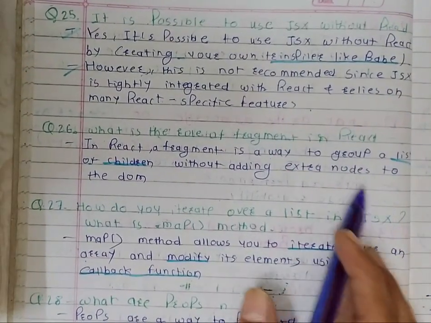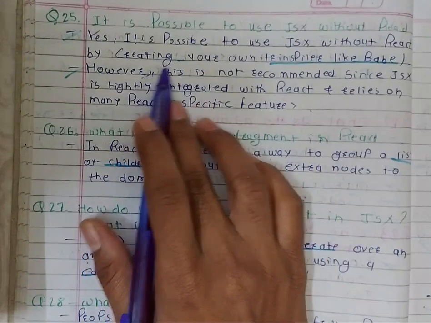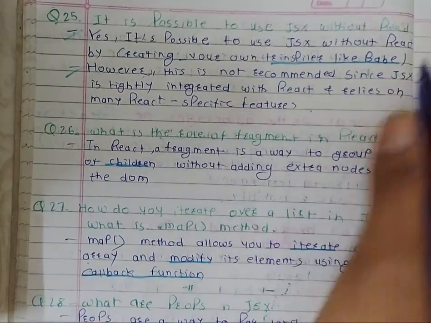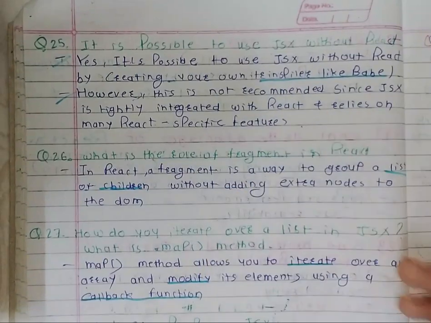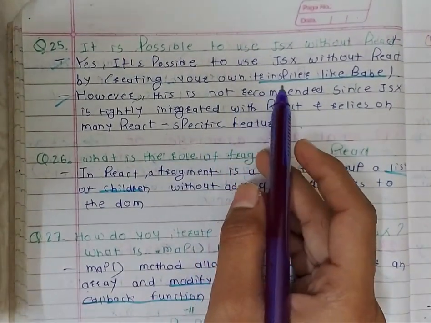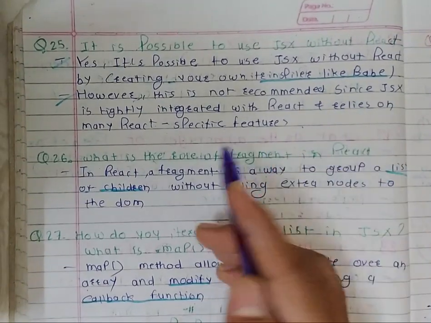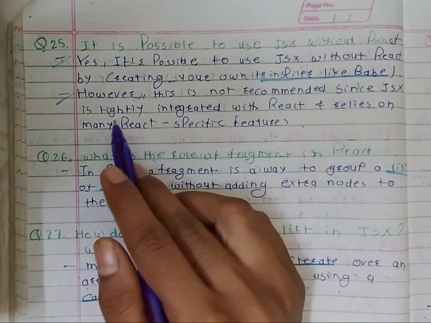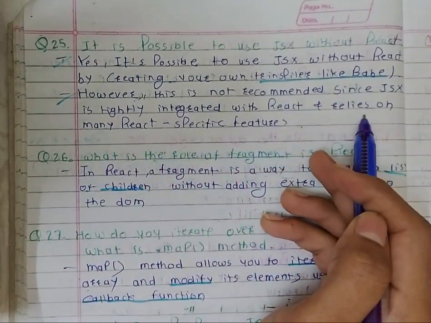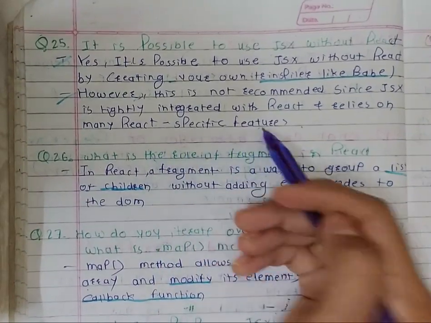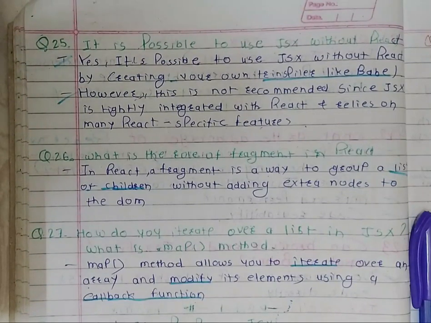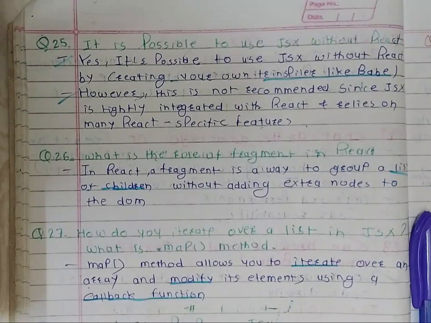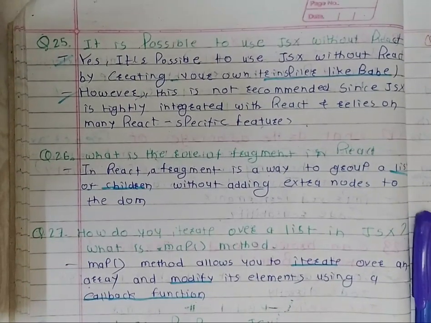The answer is yes. It's possible to use JSX without React by creating your own transpiler like Babel. However, this is not recommended since JSX is tightly integrated with React and relies on many React-specific features. So we can use JSX without React, but for that purpose we have to make our own transpiler like Babel. Then the next question is, what is the role of fragment in React?